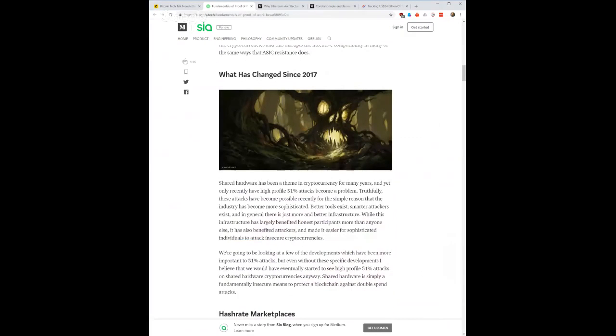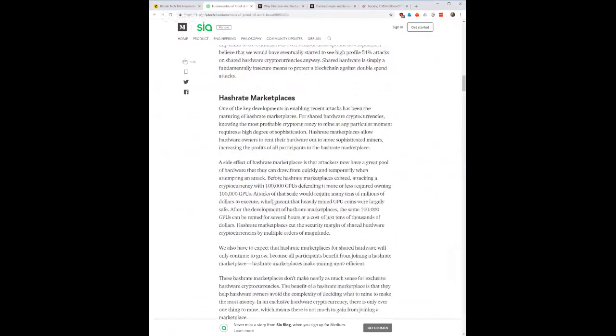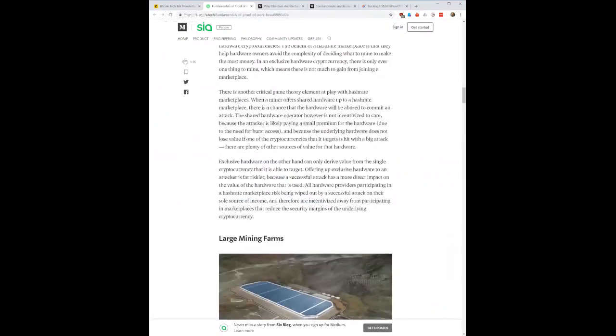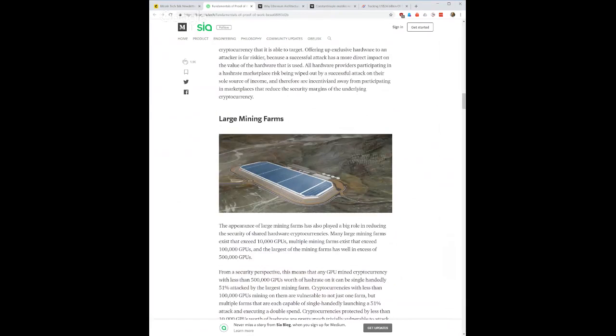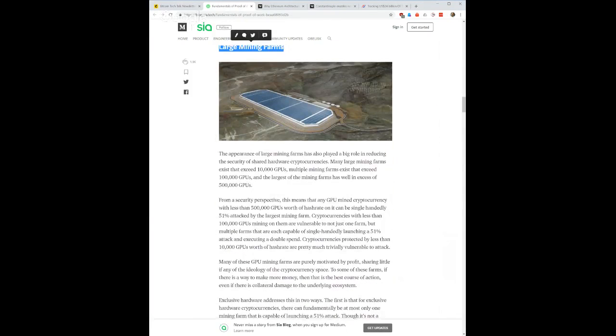So first, he goes through what's changed since 2017. There's a lot more professionalism in the industry. There's a lot more people with a lot of equipment. And in particular, there are hash rate marketplaces where you can go and rent out hash rate for a particular coin, and in particular, GPUs. And he goes on to talk about large mining farms, which have 10,000 GPUs in a single farm, and oftentimes over 100,000 GPUs, and the largest has over 500,000 GPUs.